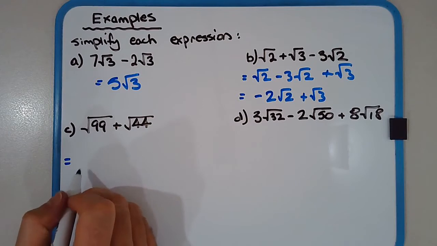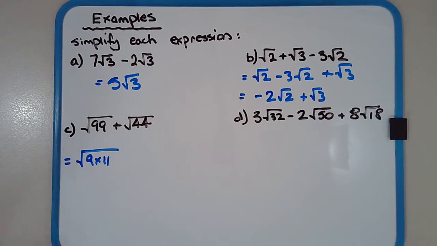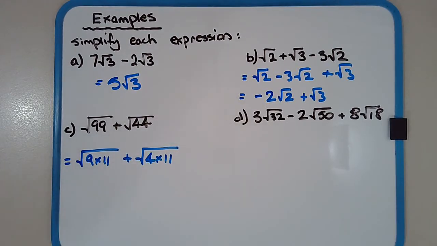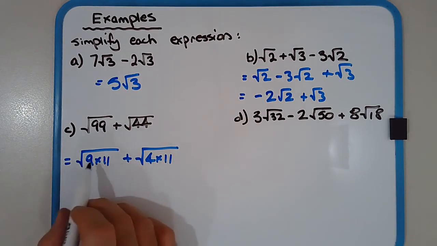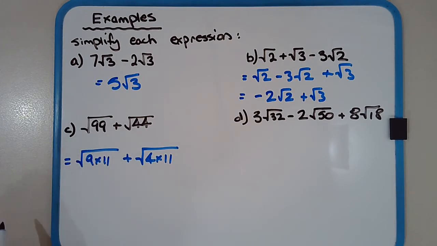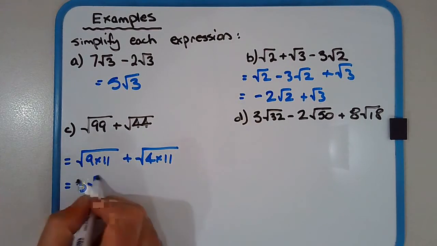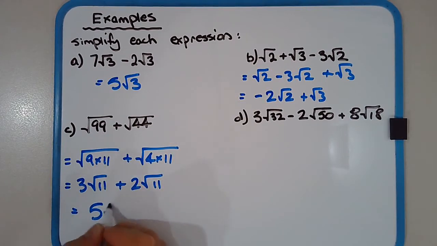Let's see. Root 99 is just 9 times 11, isn't it? So I might just write that, 9 multiplied by 11, plus root 44 is just 4 multiplied by 11. Now, 9 and 4 are square numbers. They're the square factor of 99 and 44 respectively. The 9 and the 4 can be taken out of the surd, and it becomes 3 root 11 plus 2 root 11, and that gives us 5 root 11. Hopefully we're satisfied with that.